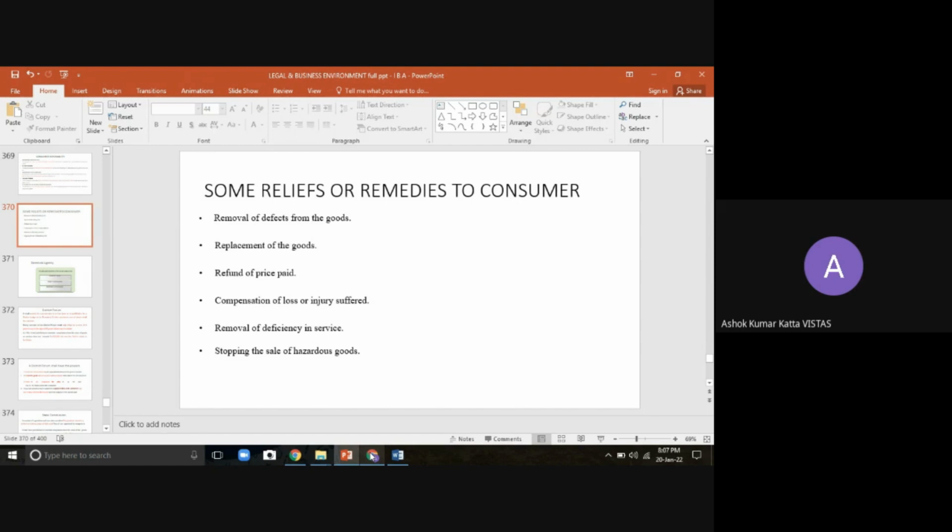So, when you find any kind of deficiency in services or the product, you will have the right to file a case against the people. Last one, stopping the sales of hazardous goods. As we know, certain products are important for us, but at the same time these goods will not be sold where there is a crowd of people.